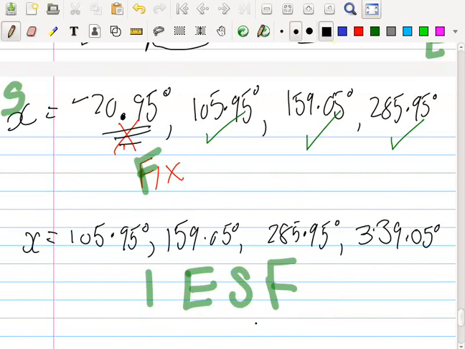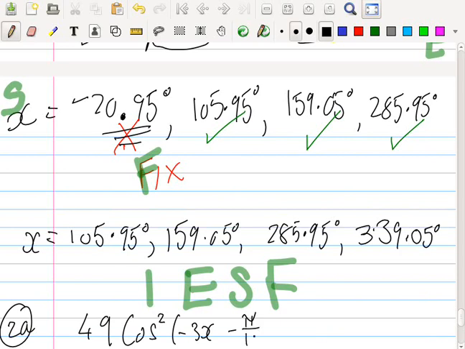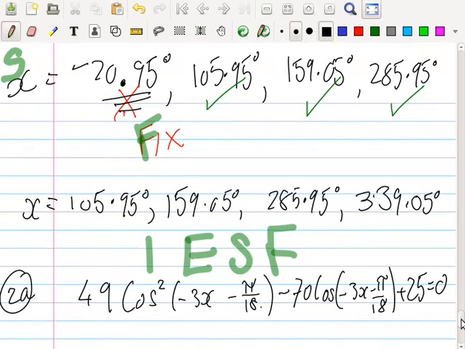So 2A, you need your calculator for this. So you have 49 cos squared of minus 3x minus pi over 18, oh sorry, thank you, 18, minus 70 cos of minus 3x minus pi over 18 plus 25 equals 0.